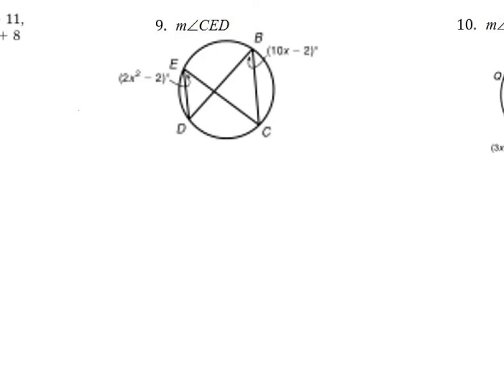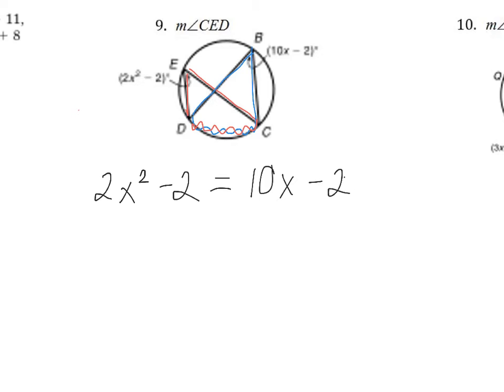So for the next problem, similar to the last one, I'm dealing with two inscribed angles, angle E and angle B, and both of them are opening up to arc DC. That tells me that their angle measures are going to be equal. So I'm going to have that 2x squared minus 2 equal to 10x minus 2. First thing I want to do is I notice that if I add a 2 to either side, these are just going to cancel out, which now leaves me with 2x squared equal to 10x. Well, there's no third term, there's no constant, so I'm not going to have to factor here.